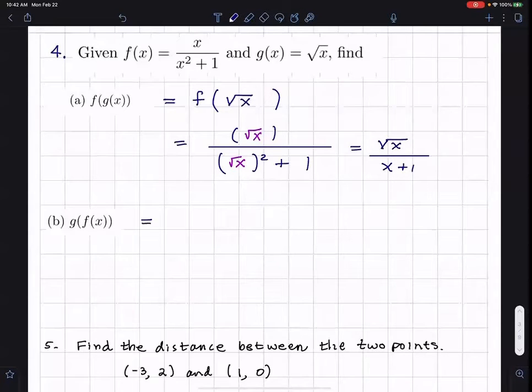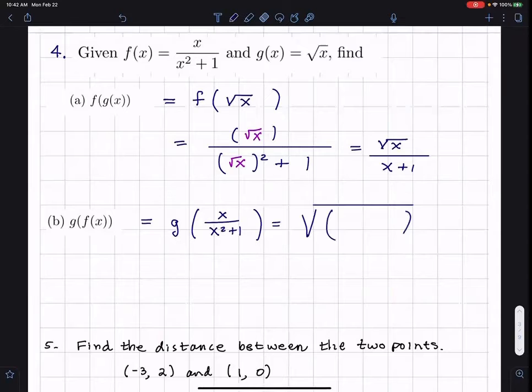For the next one, I'm doing g of f. So I have g of f of x, and I'm going to replace f of x by the formula x over x squared plus 1. But then g is the square root of everything inside. And what do I put inside? The x over x squared plus 1.